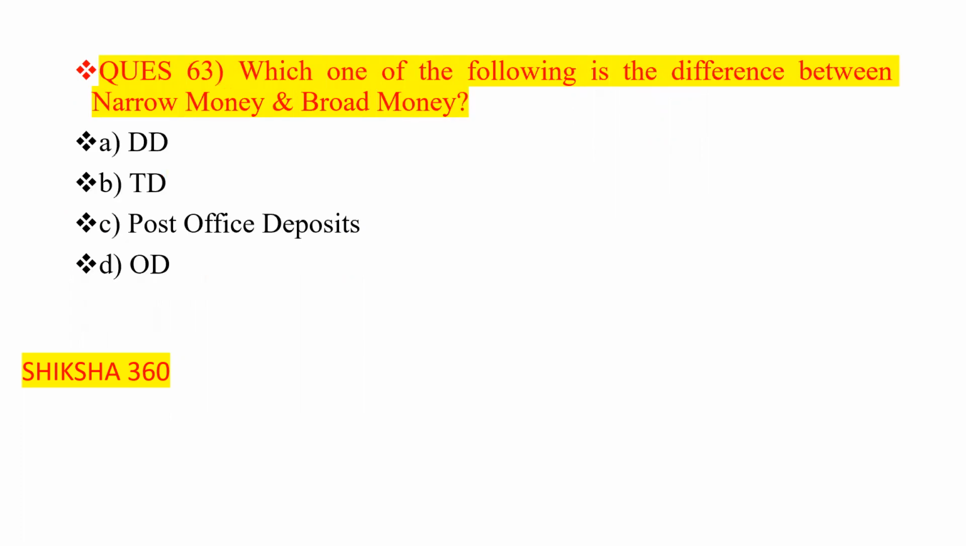Now move to the next question. Which one of the following is the difference between the broad money and the narrow money? That is M1, M3. So we have to find out M3 minus M1, that is equal to the time deposit with the banking system.